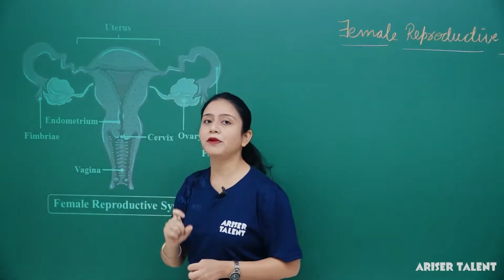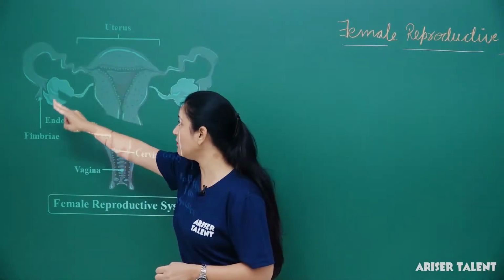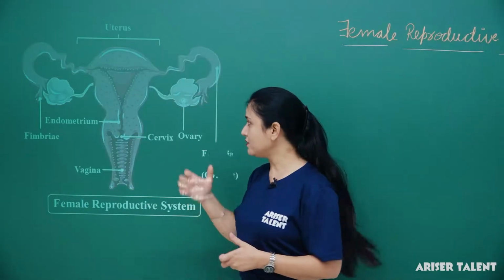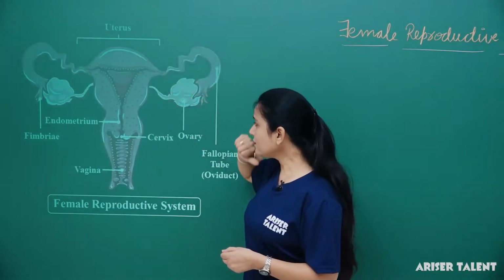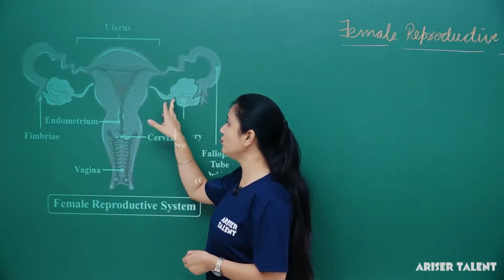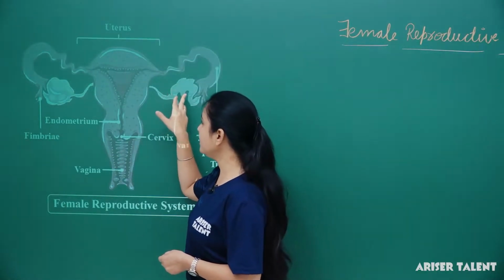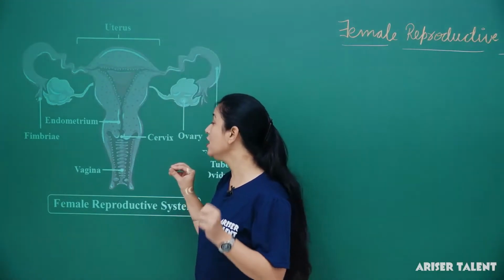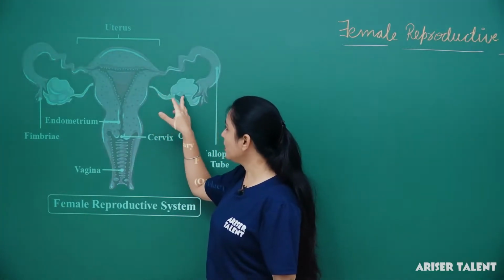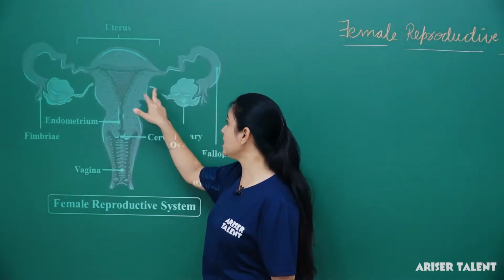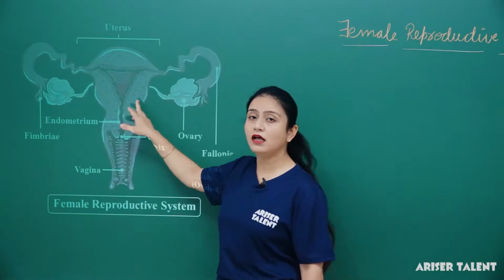First, the ovary. There are two ovaries, one pair, which are generally almond shaped. They are present in the abdominal cavity, two in each female. Here we can see it is almond shaped, and it is attached to the uterus with ligaments.